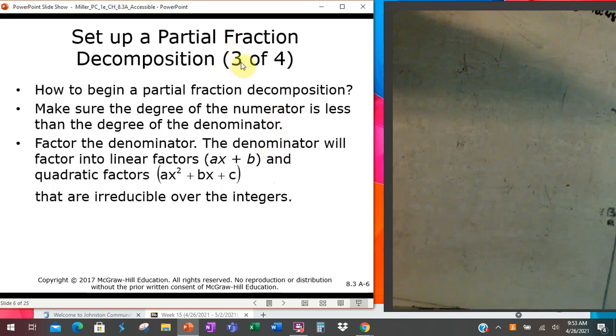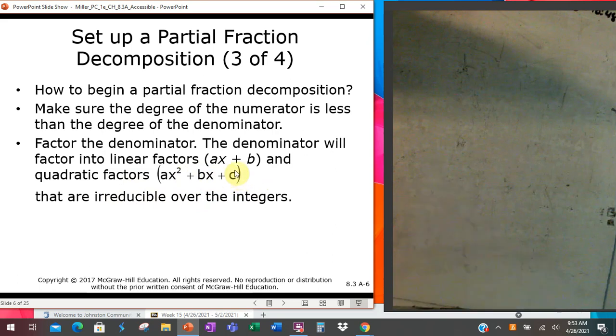So how do we set up the partial fraction decomposition? We have to make sure that the degree of the numerator is less than the degree of the denominator. We want to divide out if we don't. So we want the degree to be smaller than the degree of the bottom. I'll be able to factor the denominator into either ax plus b linear factors or have an irreducible ax squared plus bx plus c. And remember what it means to be irreducible. These can be complex solutions.